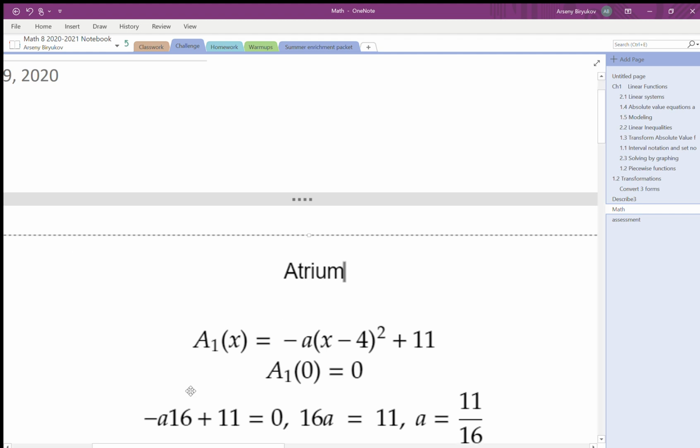So for this assignment, we are supposed to create two piecewise functions, for the atrium and for the planters. Firstly, we must create the atrium. This function consists of three pieces.